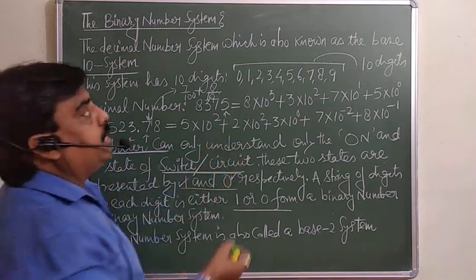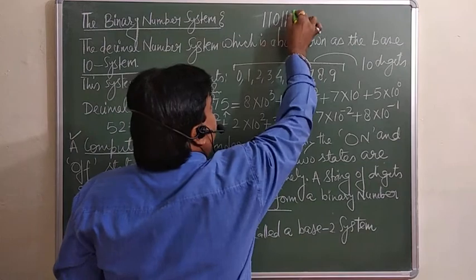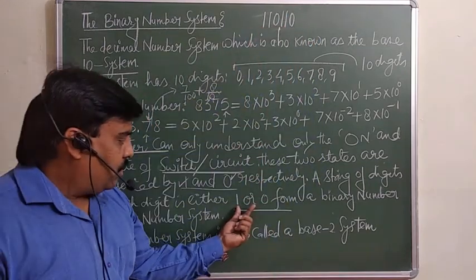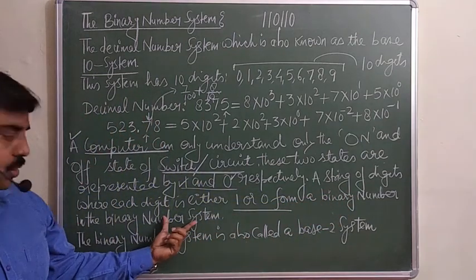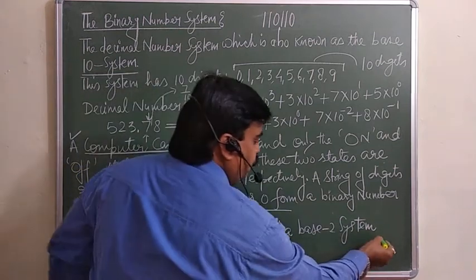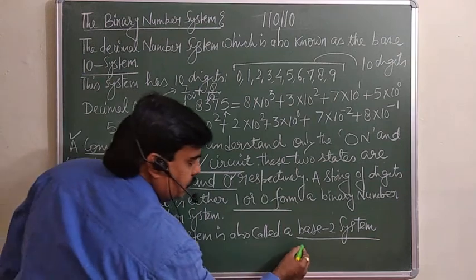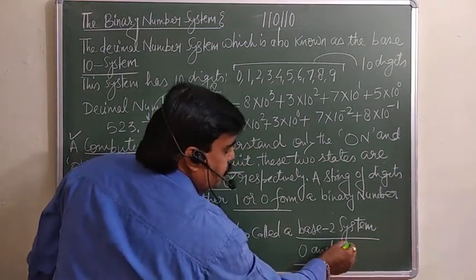Whatever the binary number will be, in it either 1 will be there or 0, nothing other than that. So 1 and 0 form a binary number in the binary number system. And this binary number system is also called a base 2 system. Why are we saying the base 2 system? Because only two digits we are using, 0 and 1. So that's why this is the base 2 system.